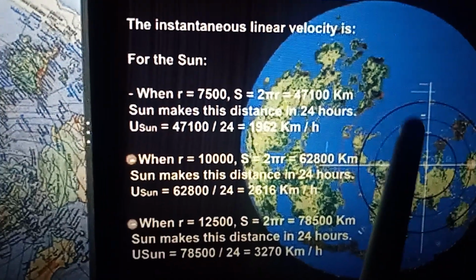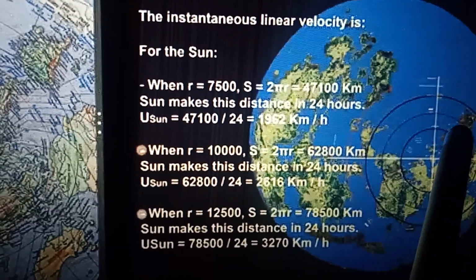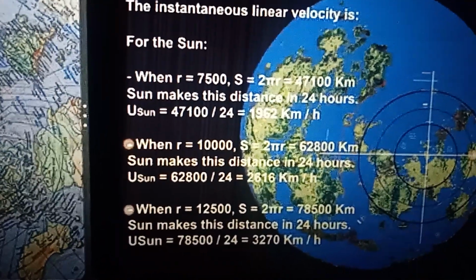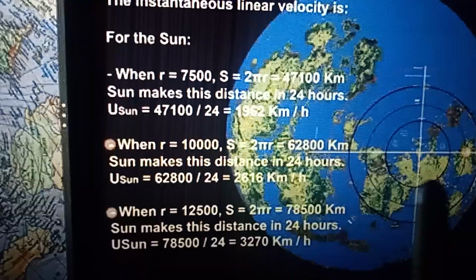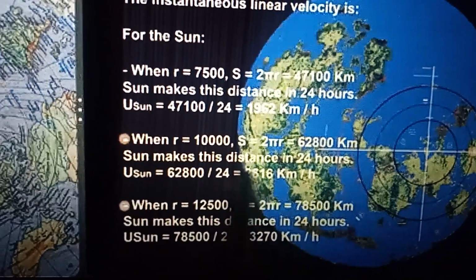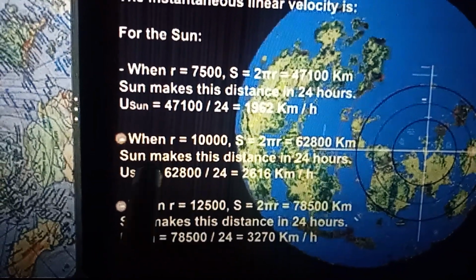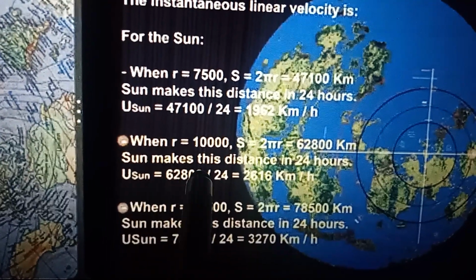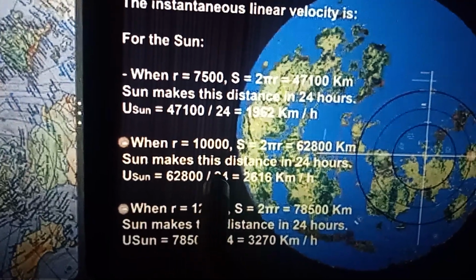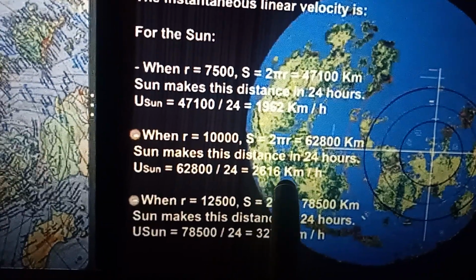Land of the rising sun and the Pacific. Or, I don't know, this seems to be the Atlantic. I'm confused now. What's what over here? Anyways, we'll get into that another day. But when it goes through the middle circle, it's traveling when r is 10,000, radius is 10,000. And then it's going 62,800 kilometers. The sun makes this distance in 24 hours, and therefore it's traveling 62,800 kilometers in 24 hours, which equals 2,616 kilometers an hour.